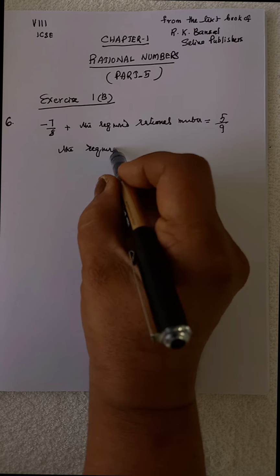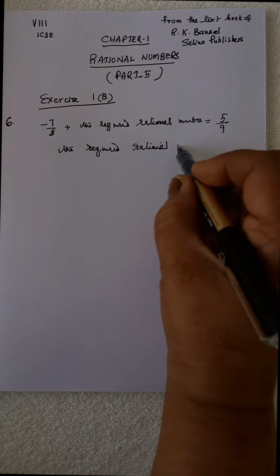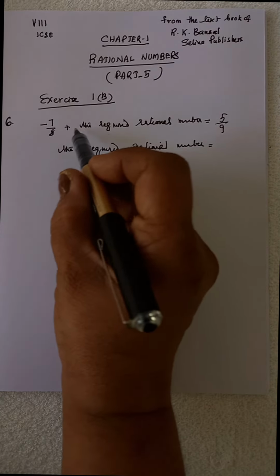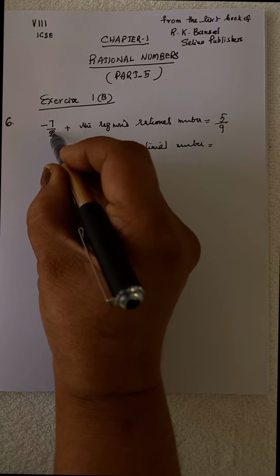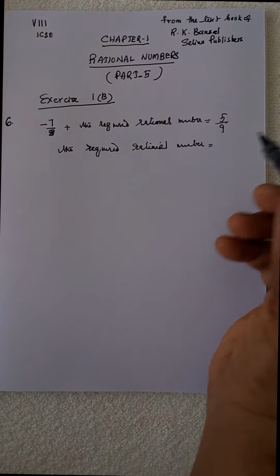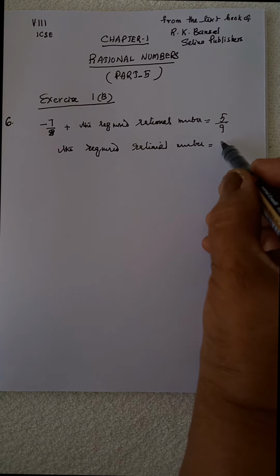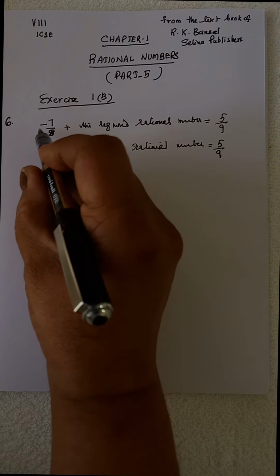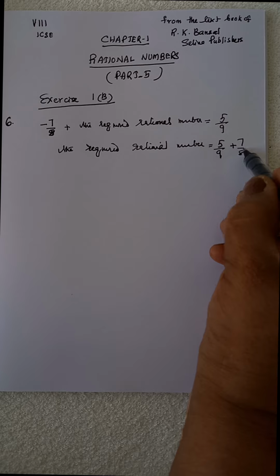So, the required rational number we have to keep on one side. With that, minus 7 by 8 is there, so we have to take that to the other side of the equal sign. What is on the right side, we have to write it as 5 by 9. It is minus, so the sign changes to plus 7 by 8.